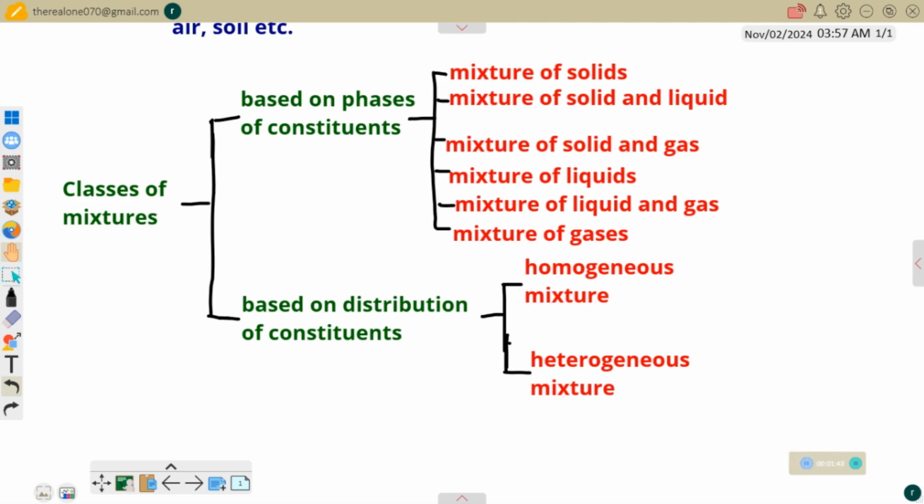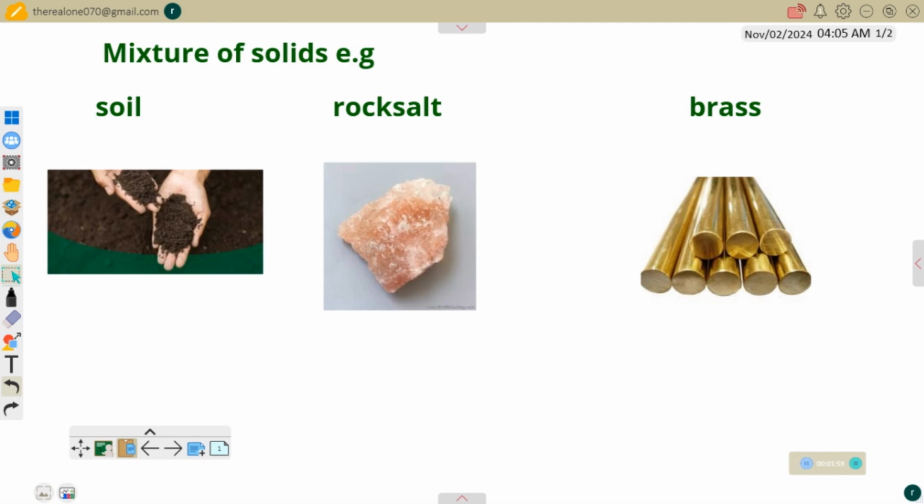So now, let's consider examples of each type under classification based on phases of constituents. These are some examples of mixture of solid. The first one is soil. We know that soil contains sand particles, humus, and dead organic substances. The second one is rock salt, and the major component of rock salt is sodium chloride, sand particles and rock particles. All of these components are solid components. So that's mixture of solid.